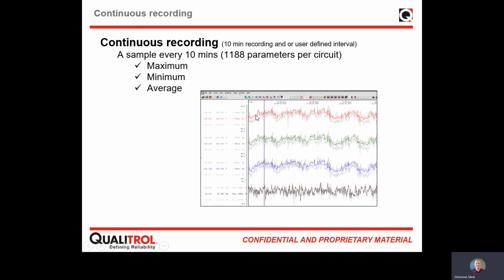The middle trace is the average, the red here is the average, and then we've got grey on top is the maximum, and grey on bottom is the minimum values. And you can come to see there's one portion here where the minimum dropped quite low in comparison to the rest, and the average and the maximum stayed quite steady. So that's a continuous recording example.